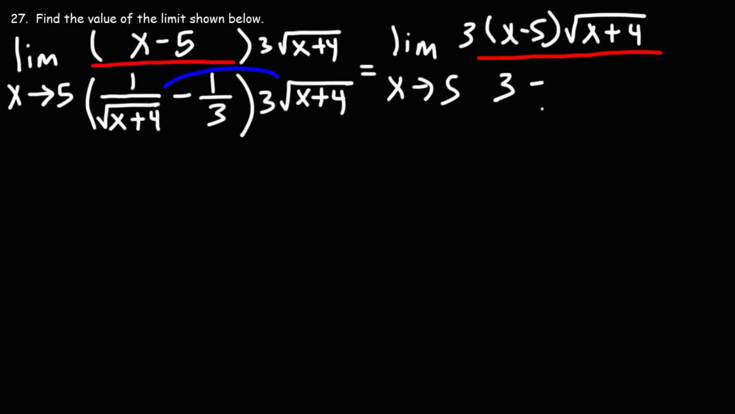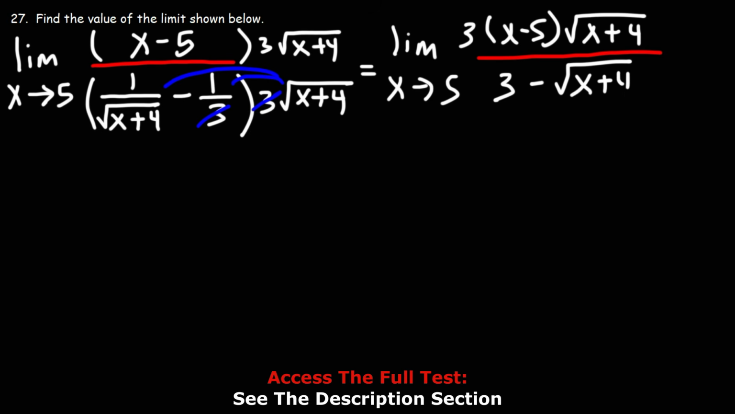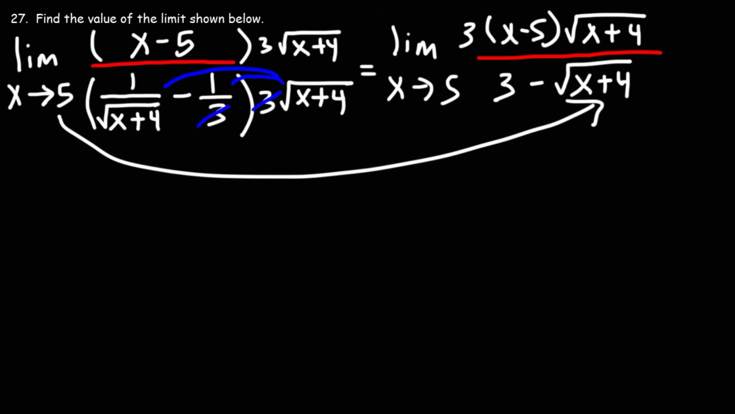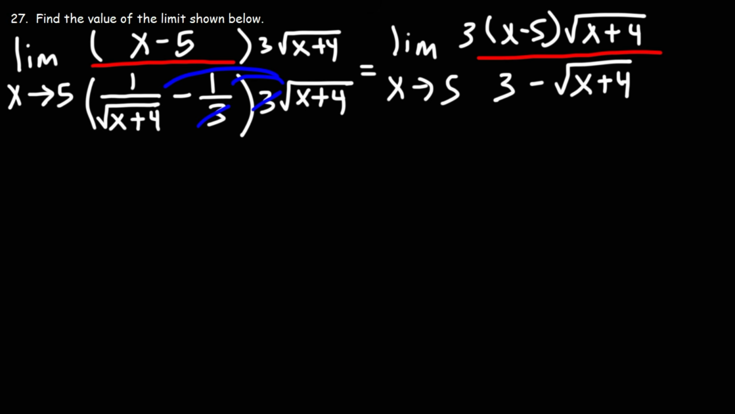And then we have minus. When we multiply these two, 1/3 by this, the 3's will cancel, and we'll get negative square root x plus 4. Now, we can't use direct substitution yet. If we were to plug in 5 plus 4 is 9, the square root of 9 is 3, 3 minus 3 is 0. We don't want a 0 in the denominator.